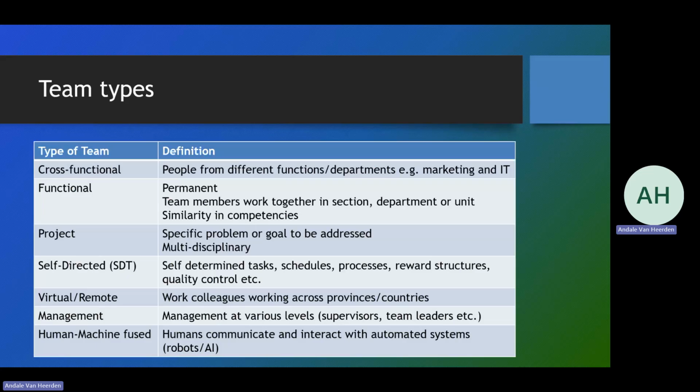Then management, obviously that's supervisors or team leaders, management at various levels. They form their own teams because they have ways of doing things. They have regulations, standards, and so forth that they need to adhere to. And then lastly, human-machine fused teams, where people have to work together with either AI or robotics or robots to get the task done. We see now more and more that surgeons actually use robots to perform surgery, or use artificial intelligence to assist with diagnosis.